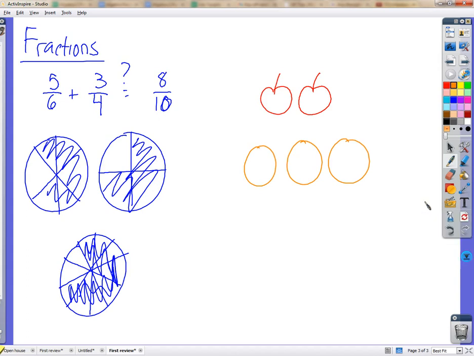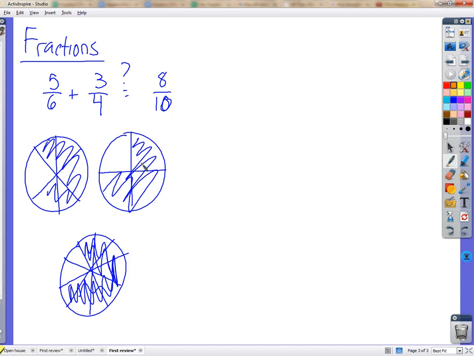And one surefire way to do that is to say, well, this thing was cut into 6, this thing was cut into 4, so I'll just do the same thing to both of them. I'll cut this one into 4 and this one into 6, right? So if I cut all these 6 pieces into 4 pieces each, and I come over here and cut these pieces into 6 pieces each, well then I'll have the same amount of pieces in both pies, let's say, right?